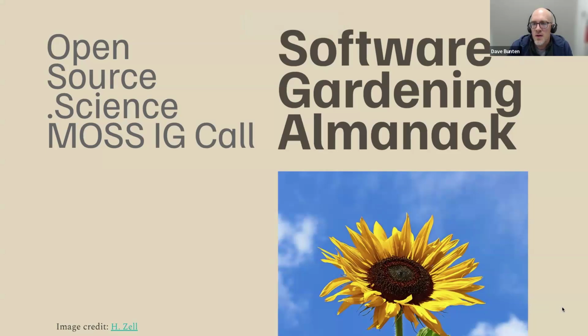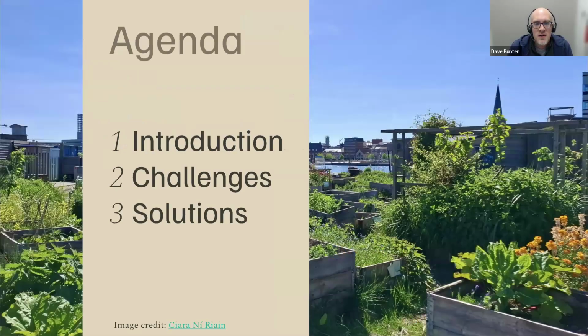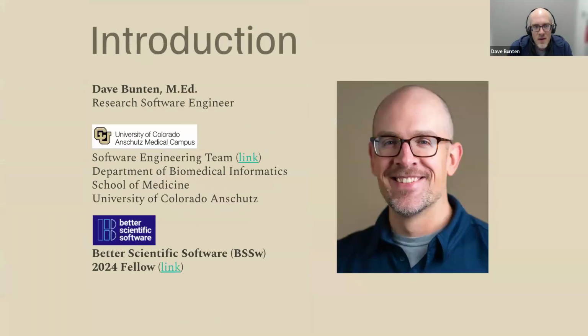Yeah, so I'm here to talk about the software gardening almanac. Thanks, John, for the invite to present this to everybody here, and also for the chance to be involved with Moss et al. It's been a really fun project thus far. So a quick agenda. I'll go through a quick introduction, talk about some challenges, and then talk about solutions to those things. And we'll, I promise, get a lot more specific than the agenda reveals here.